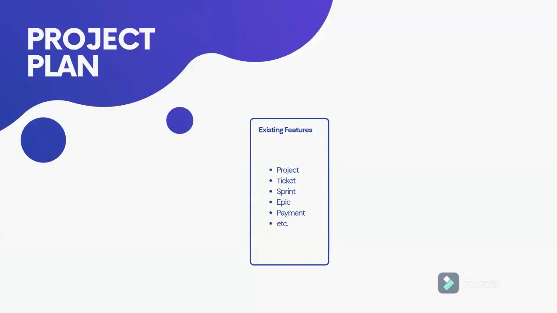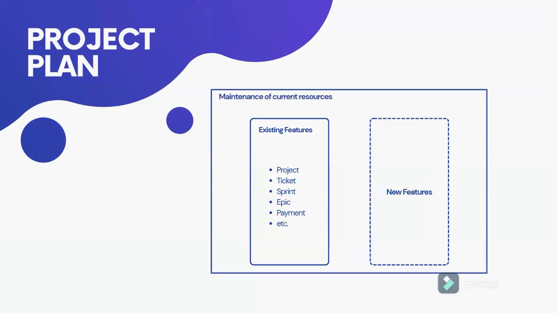And for the project plan, our primary goal is to develop new features while maintaining the current functionality. The details of the new features will be discussed on the next slide. While we are developing the new features, we will also maintain the current resources. And by resources, we don't just mean the existing code base, but also the project documentation, technical debt, and improving the code quality.